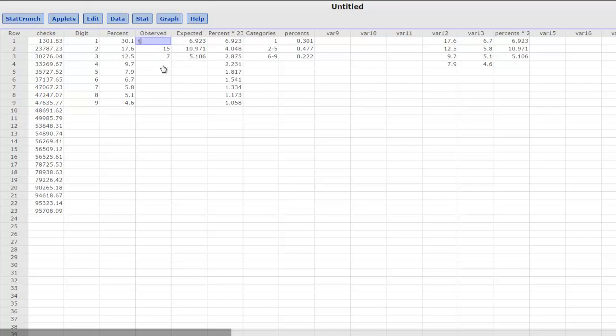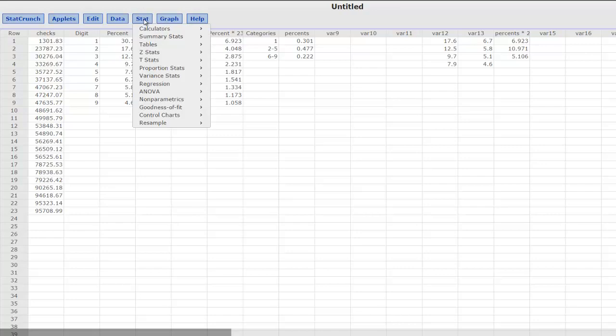Now you might be asking, hey, isn't this a problem since I only have one in my observed? No, chi-square only worries that the expected frequencies are all 5 or above. It does not care at all about the observed. The observed can be as small as they are. I mean, they could be zeros and it's no big deal. It's just the expecteds.